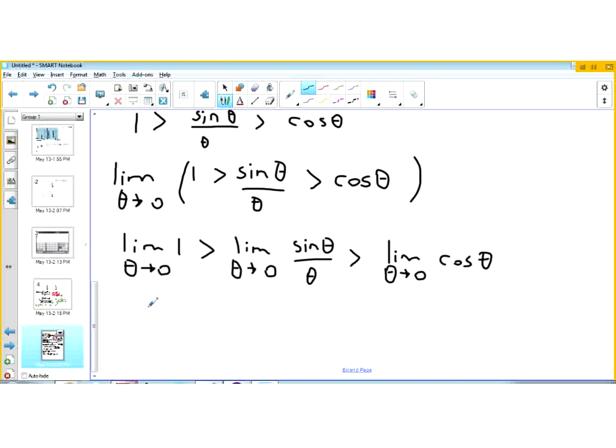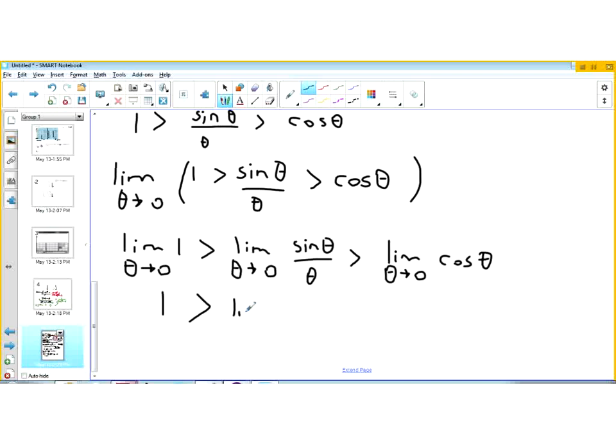Now, let's look at the limit as theta approaches 0 of 1. If I were to graph, here's 1, and here's my theta axis, and here's my output. Clearly, as theta approaches 0 from either side for this graph, the output is going to be 1. So this is an important limit concept: the limit of a constant is always the constant itself. It's kind of a trivial fact. So we can simplify this limit by saying that this is just 1.